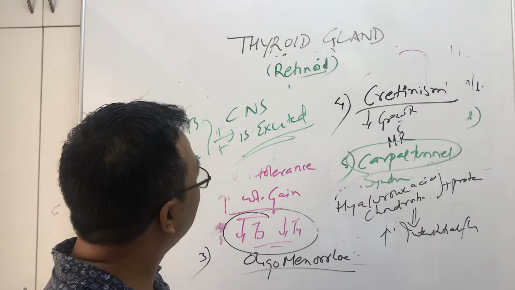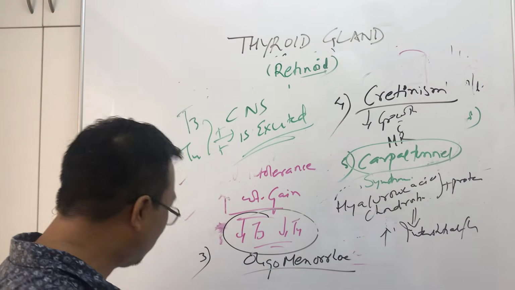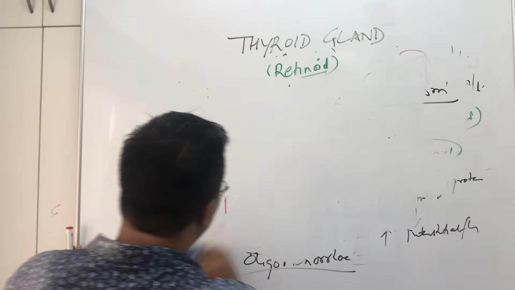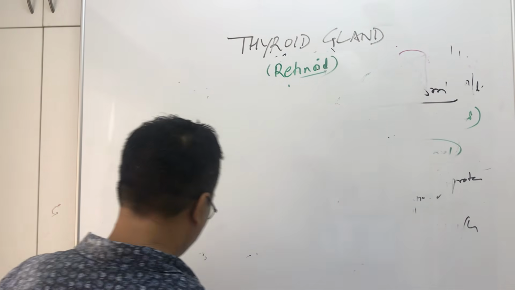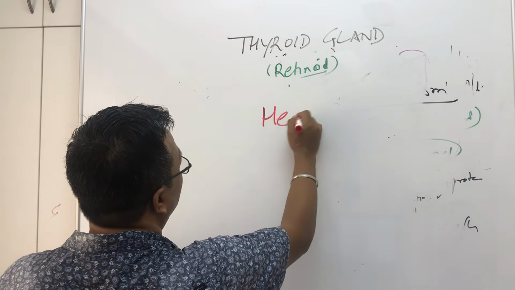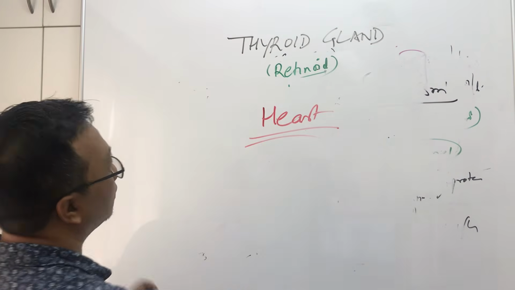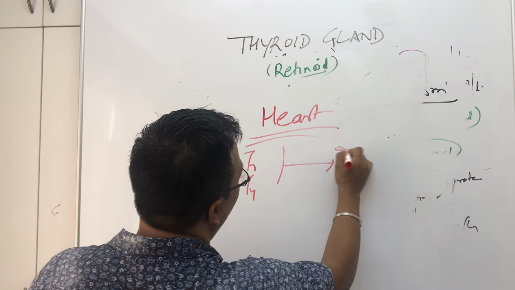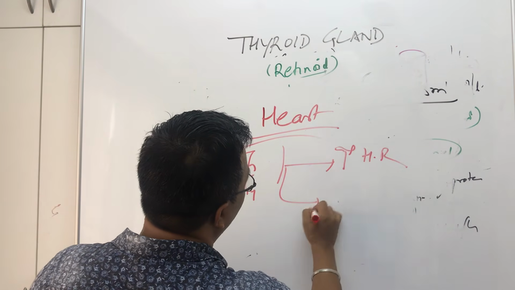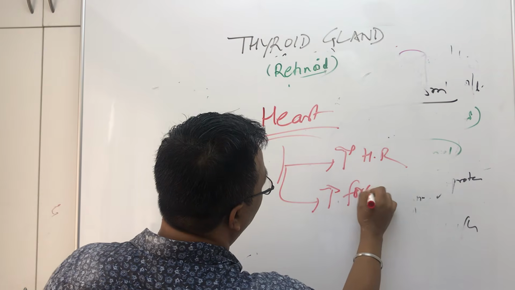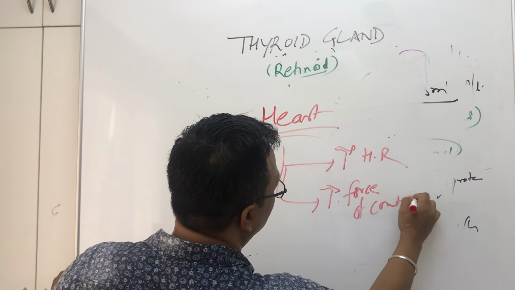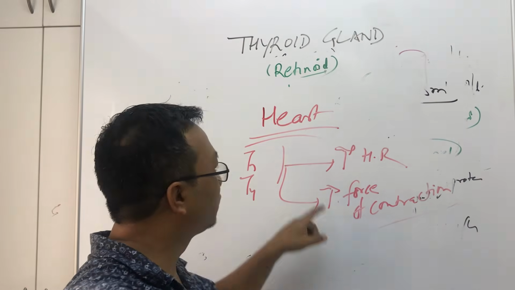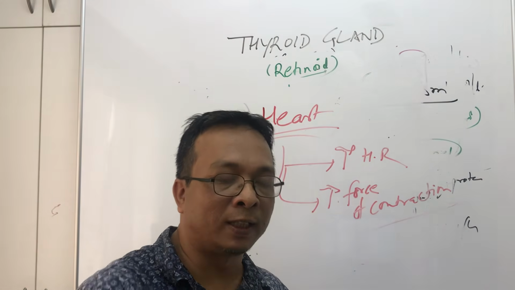And the most important thing about T3 and T4 is that it influences our heart. Don't forget about the heart. So T3 and T4 increase the heart rate, increase the force of contraction. So in hyperthyroidism, you will always see tachycardia.